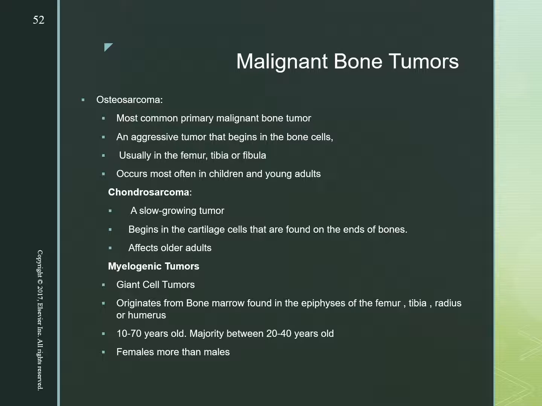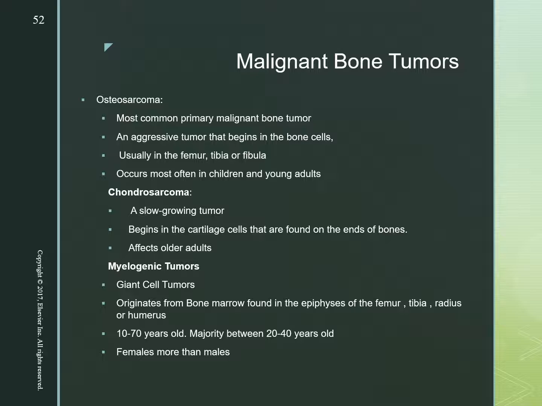Osteosarcomas are the most common primary malignant bone tumors. They're an aggressive tumor that begins in the bone cells, usually in the femur, tibia, or fibula, and occurs most often in children or young adults. Then there's the chondrosarcoma. It's a slow-growing tumor. It begins in the cartilage cells that are found on the ends of the bones.